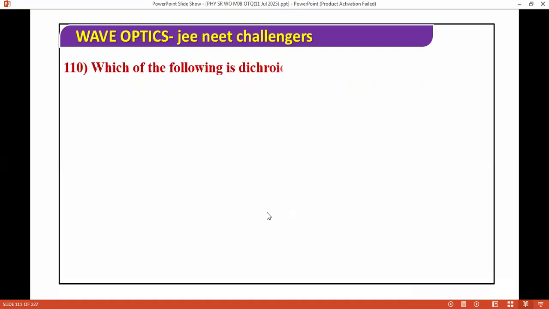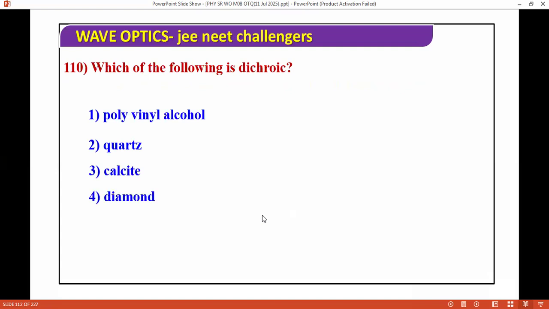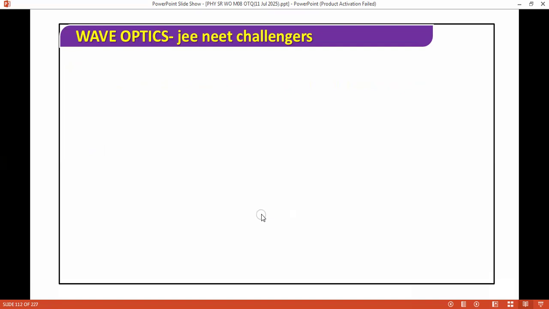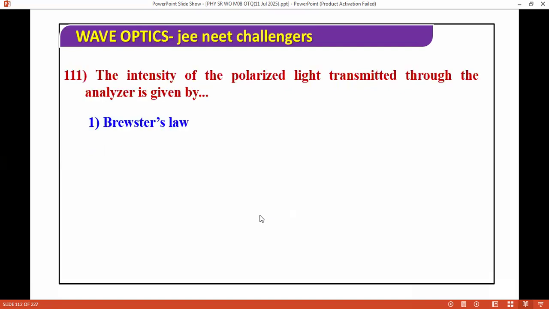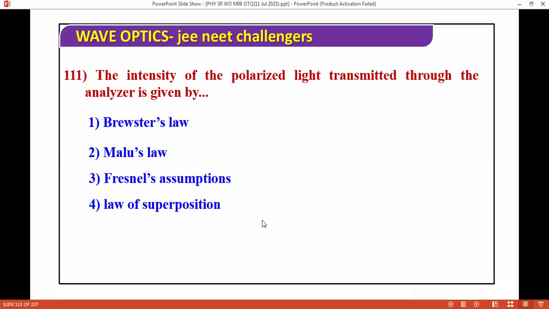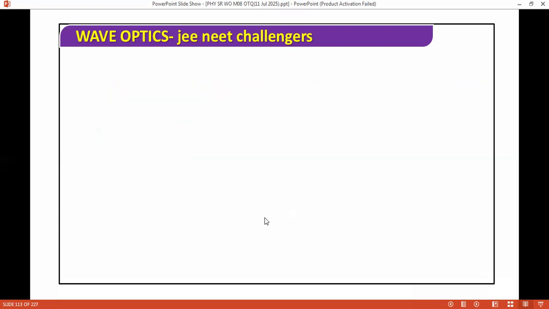Which of the following is dichroic? Polyvinyl alcohol, quartz, calcite, or diamond. The correct answer for this is polyvinyl alcohol. Next question I'm moving ahead: the intensity of the polarized light transmitted by the analyzer is given by Brewster's law, Malus's law, Fresnel's equations, or the law of superposition. The correct answer will be Malus's law for this question.